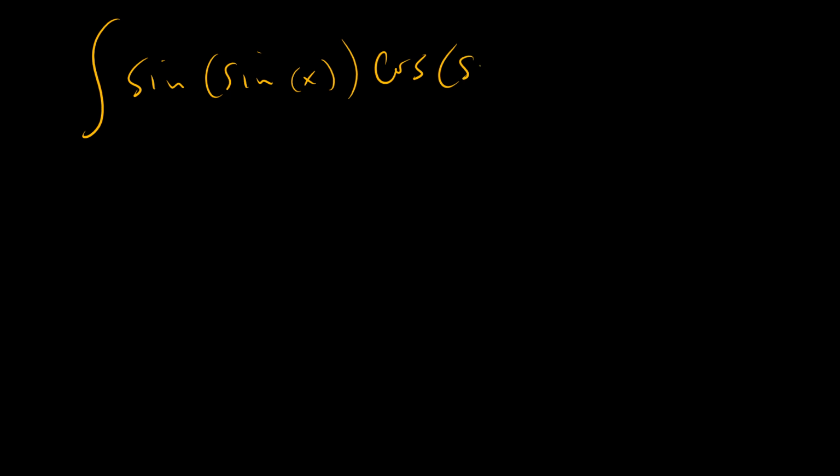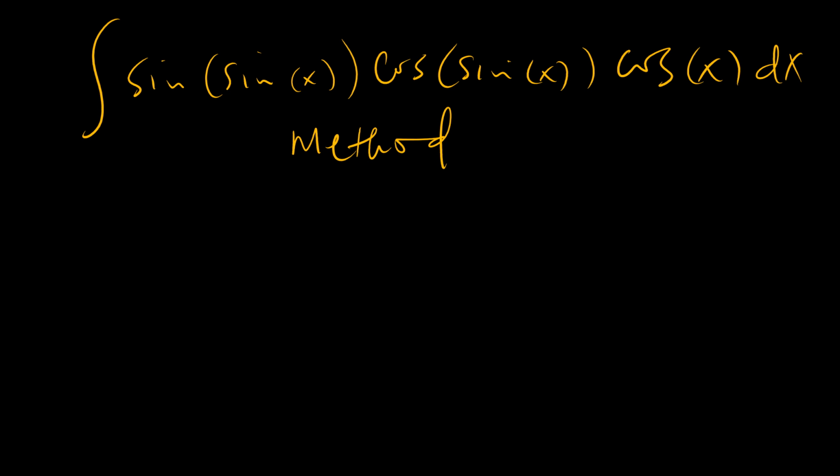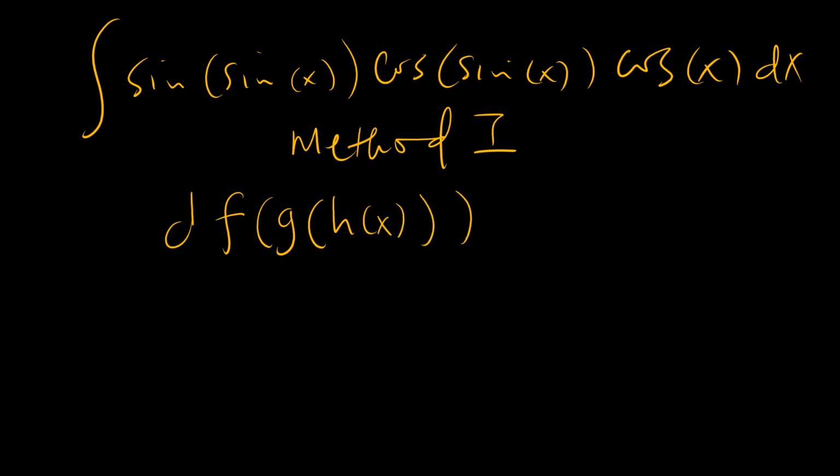So this is our problem: sine of sine x, cosine of sine x, and cosine x. Let's look at method one. Suppose you had a function f of g of h of x, and you're trying to differentiate this function with respect to x.